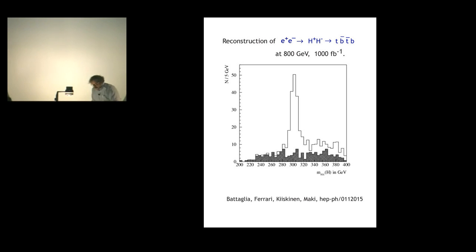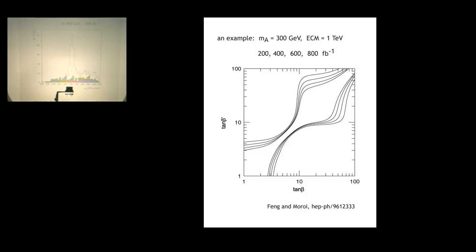There's not been so much work on experimental studies of these. Here's something that was just presented at Snowmass. The Helsinki group showed a reconstruction of the charged Higgs in t b-bar. But maybe more relevantly is a question of how well you can do in this tan beta measurement. From some time ago, there's a study by Feng and Moroi, and here's a typical slide from that study. The conditions here are M_A of 300 GeV, a center of mass energy of 1 TeV, and luminosity samples from the outside to the inside of 200, 400, 600, 800.